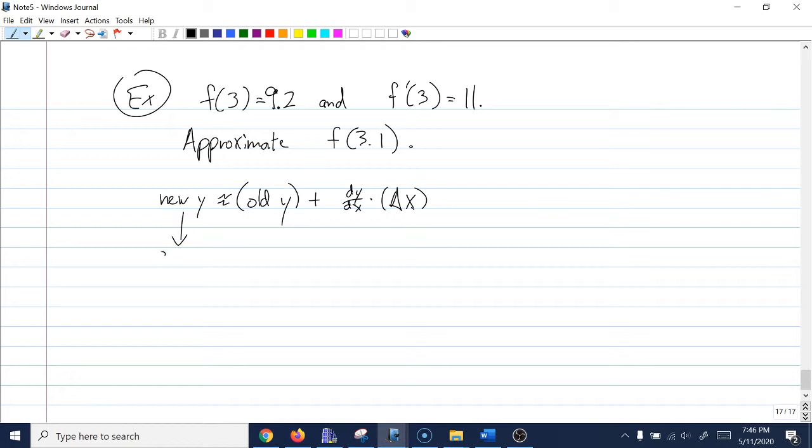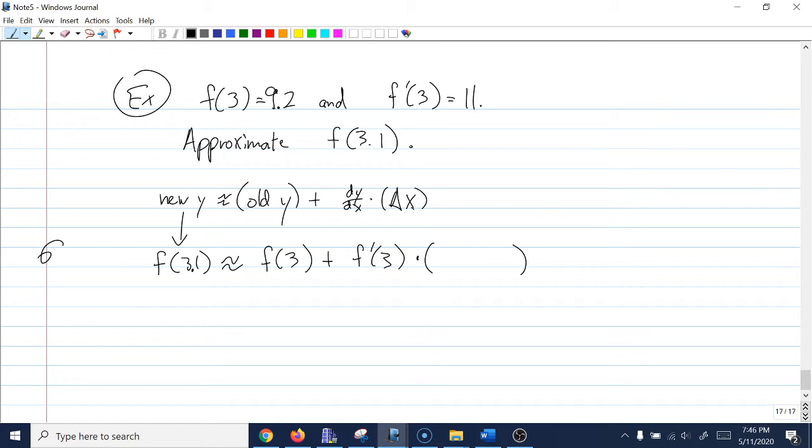The new y, the thing I want, is f of 3.1. It should be about the old y, the thing I know, which is f of 3, plus the derivative, another thing we know because they gave it to us. F of 3 plus f prime of 3, which is another thing they gave us, times the delta x. They didn't spell it out, but we can work it out. You want to know what's happening at 3.1?